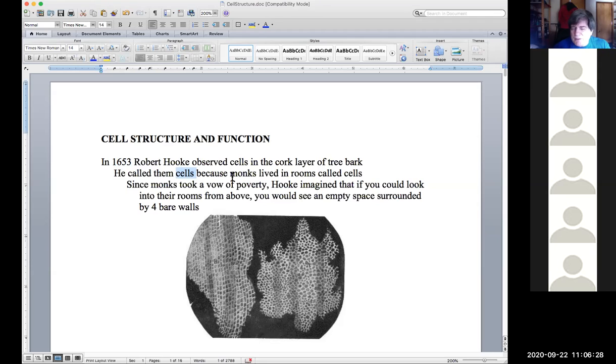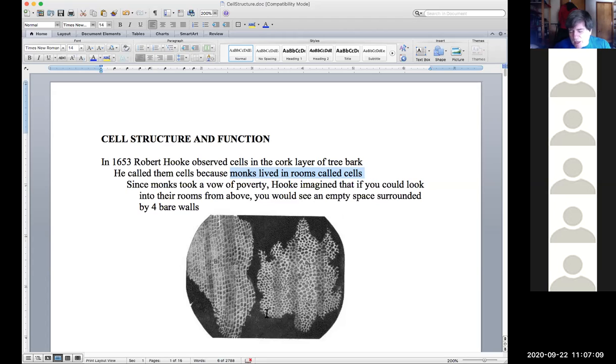And the reason that Hooke named the cells is because at the time, monks in a monastery lived in rooms called cells, and monks were supposed to take a vow of poverty. So Hooke imagined that if you could climb up on the roof of a monastery and you could see through the roof, you'd see a room with 4 bare walls and nothing else because of this vow of poverty. And since he could see the walls of these things he was looking at, but he couldn't see anything inside, he named them cells. Well, as I say, it turns out he was looking at dead cells, and most cells actually do have a lot of stuff inside, but the name stuck.